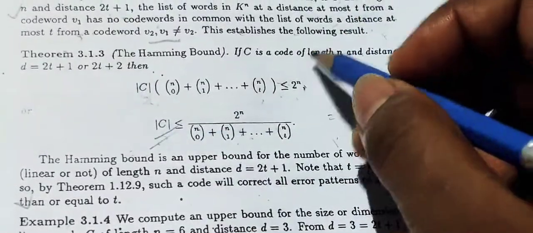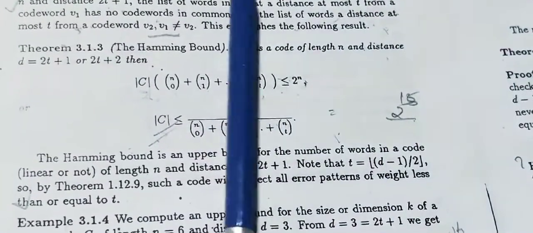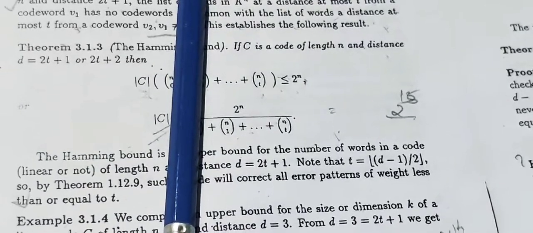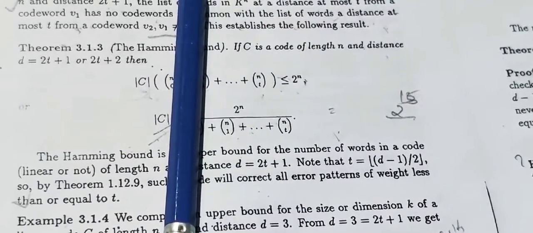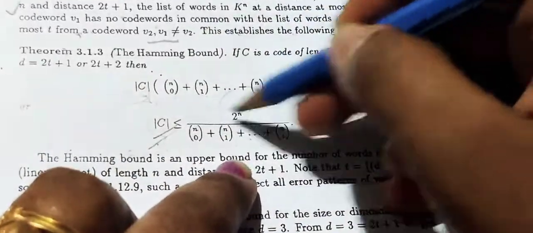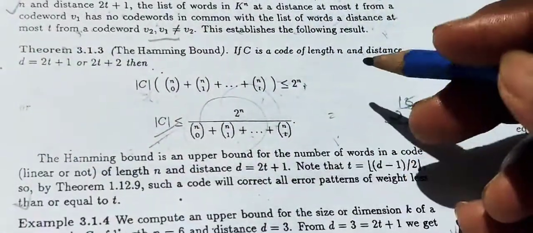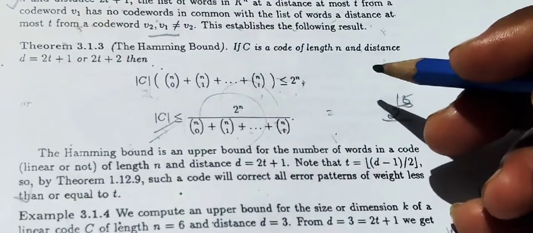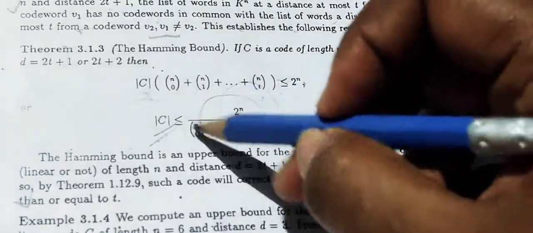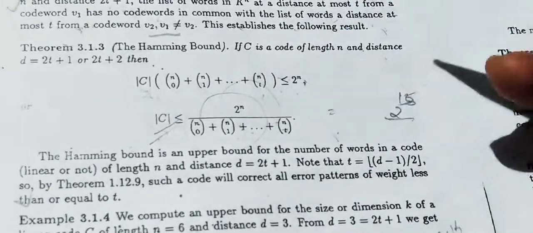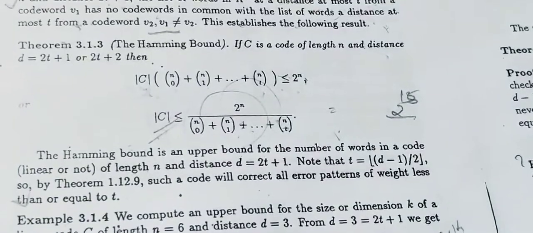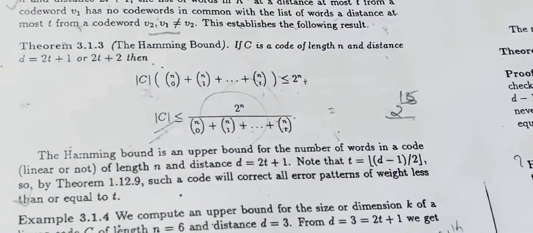That is, what will the size of the code be? If we consider a code C, its size must be less than or equal to this number. So it states a boundary case. So for the code we take, its length is less than or equal to this one. What is its meaning? It states a boundary condition.